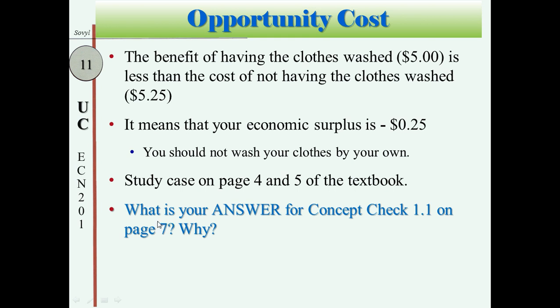Okay, so study the case on pages 4 and 5 of our textbook. And you also have one question, yes, one question on concept check 1.1 on page 7. These are your tasks.